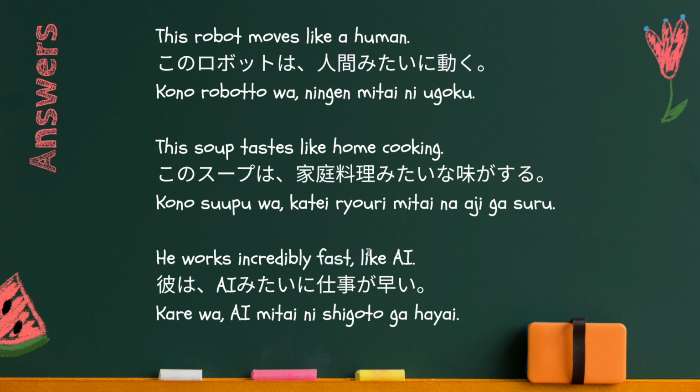早い。Now I will read the sentences, so please repeat after me. このロボットは人間みたいに動く。このスープは家庭料理みたいな味がする。彼は AI みたいに仕事が早い。Very good job.